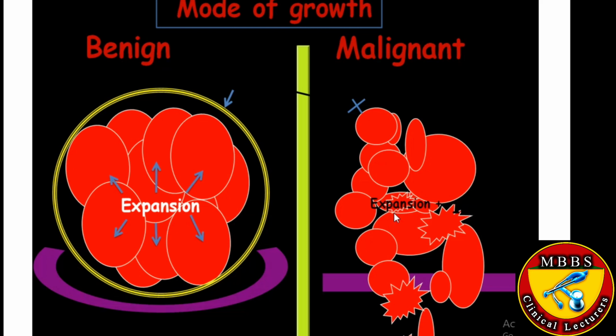So, how do they grow? Benign tumors are expansile. They grow bigger in size, they make huge masses, but they are usually confined by a capsule. So whatever growth is taking place, it takes place within the capsule.